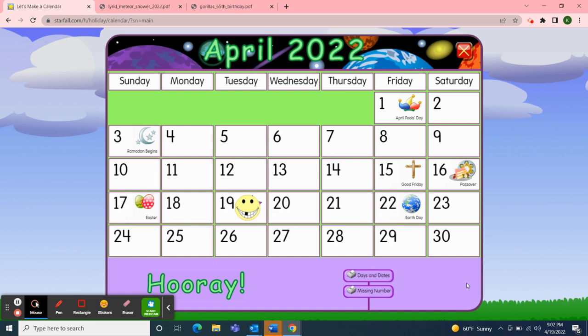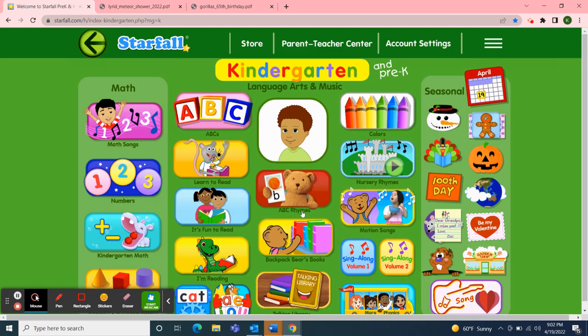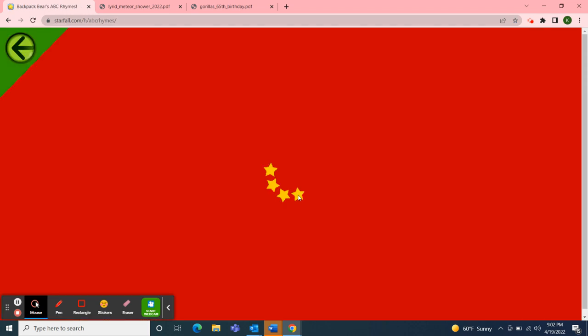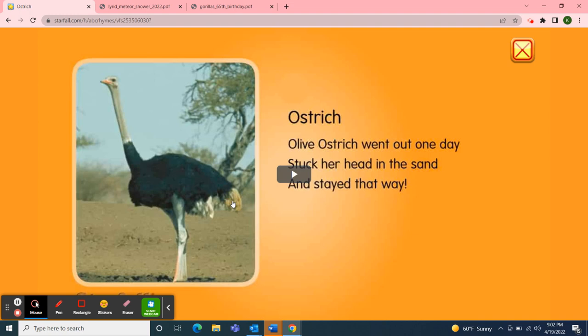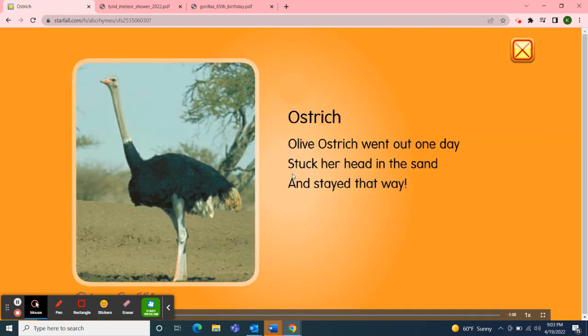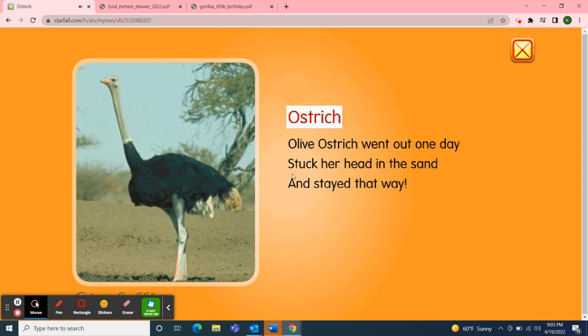Next, I'll use Starfall for our letter activity. So I'll move up to the ABC rhymes. And let's see what picture they have for letter O. An ostrich. Ostrich starts with the letter O. Ostrich. Olive Ostrich went out one day, stuck her head in the sand, and stayed that way.